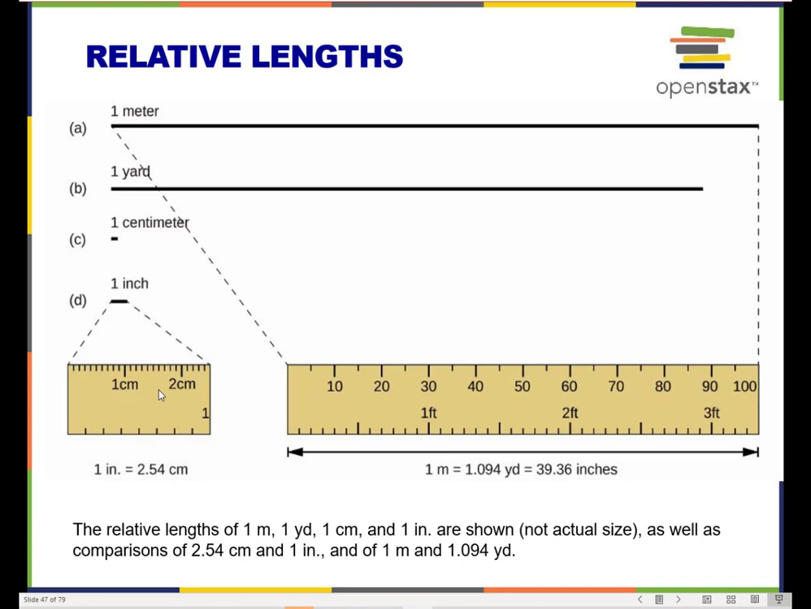Here's some relative lengths. So a meter is a little bit bigger than a yard. You know, a football field is 100 yards. So 100 meters would be a little bit bigger than that. A centimeter, there's 100 centimeters in a meter. So centimeters are much smaller than meters. An inch is about 2.5 centimeters. So inches and centimeters are pretty equivalent. You can think that an inch and centimeters are about the same thing. Meters and yards are about the same thing.